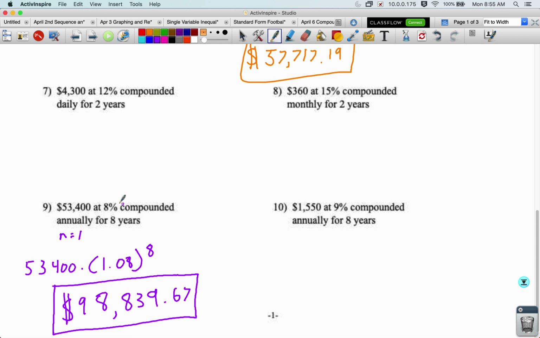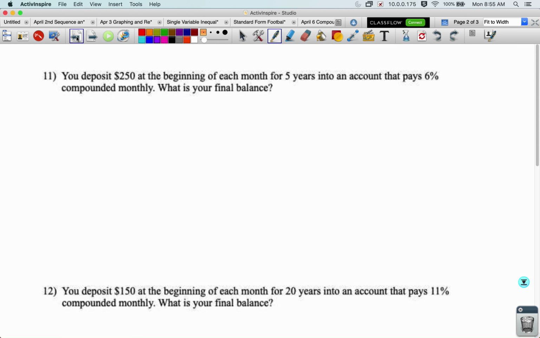Let's do our double check here. 8% for 8 years, that's basically like earning 64%. Let's see what this number is if we increase it by 64%, 53,400 times 1.64, we get 87,000. That's close enough to this number that I don't think I made a mistake. Yeah, the gap there will get bigger for the more number of years.